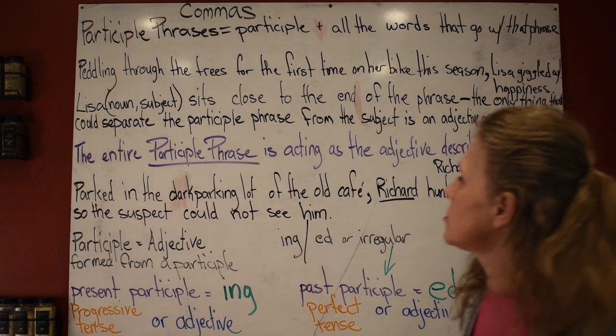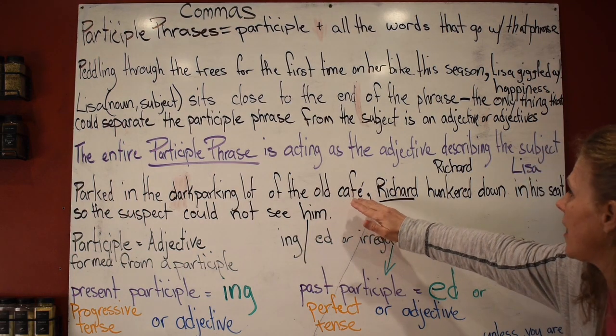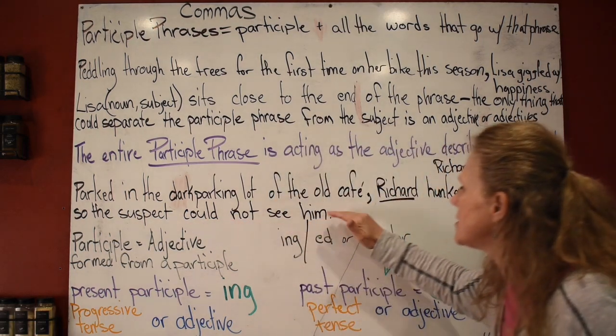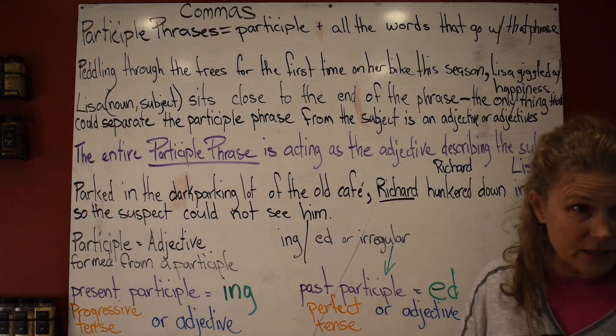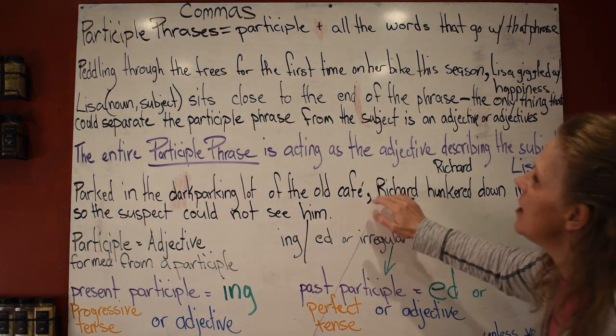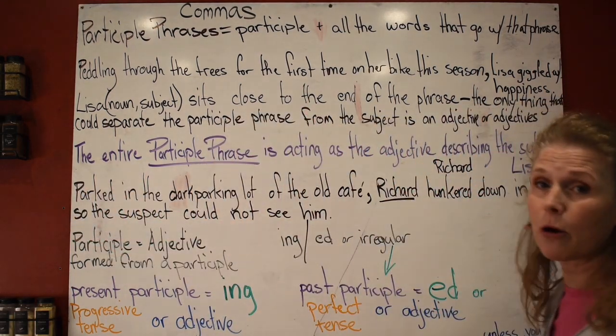Now let's start this sentence over. Parked in the dark parking lot of the old cafe, Richard hunkered down in his seat so the suspect could not see him. What is our participle phrase in here? Good. So parked in the dark parking lot of the old cafe. This entire phrase right here is our participle phrase.